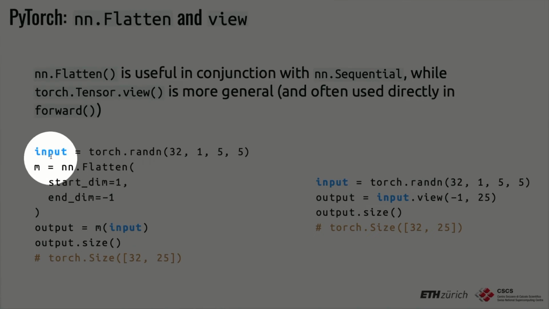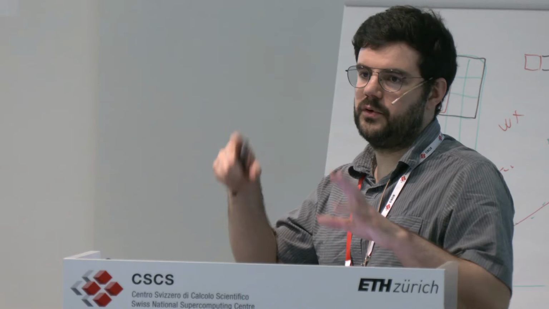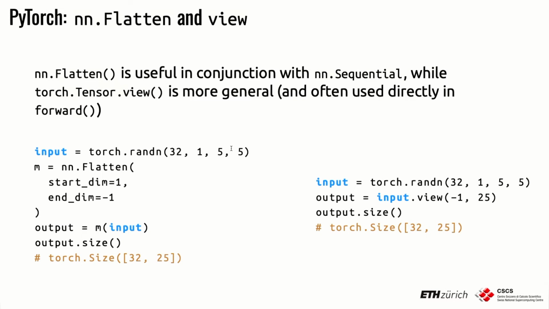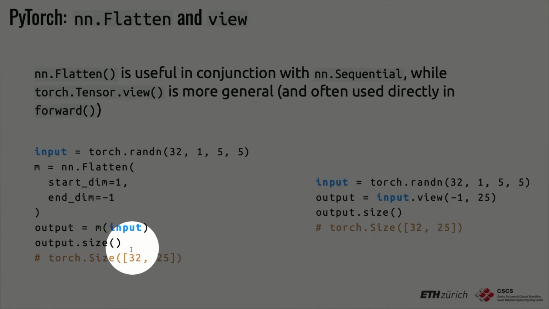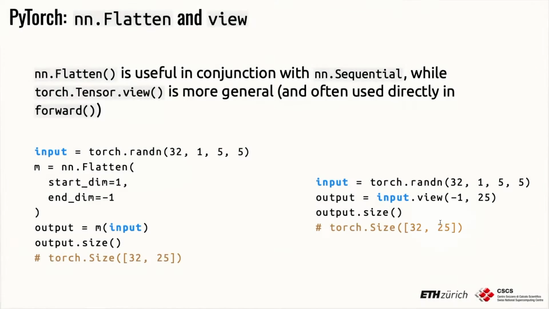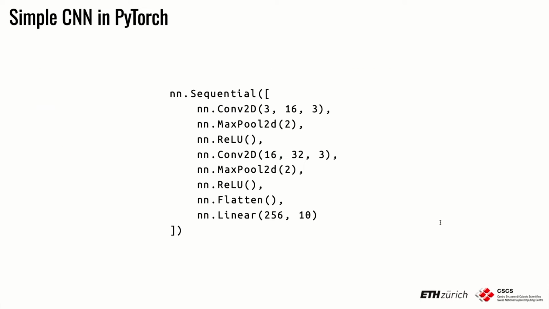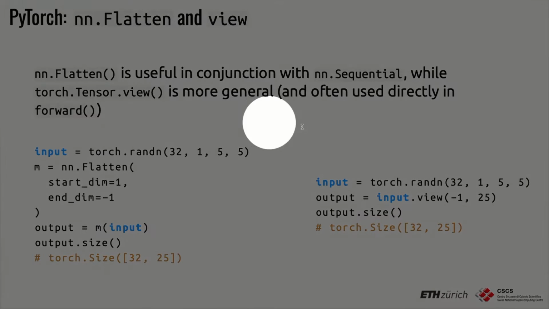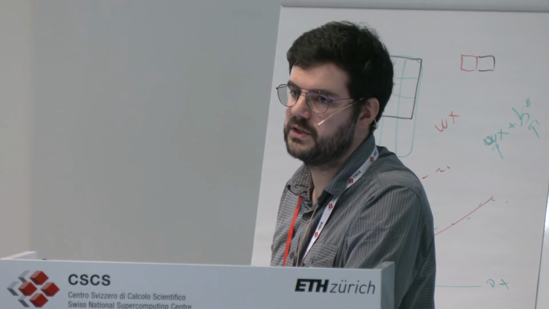And this is, again, a layer derived from the NN module, so you can call it with brackets. You define M as NN flatten, call it on your input to get the output, and if you print the output size, it's essentially 32 times 25. So you flatten your 1 by 5 by 5 image into a 25-dimensional vector, leaving the batch size unchanged. You can do exactly the same thing with the view that we discussed before. It's exactly the same thing, but flatten is very convenient in the NN sequential API. Otherwise, I always use the view if I'm defining the forward function manually.